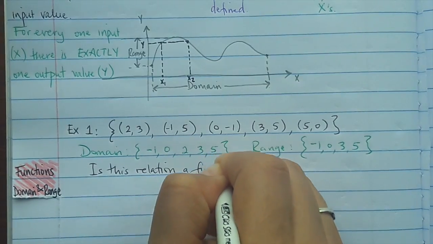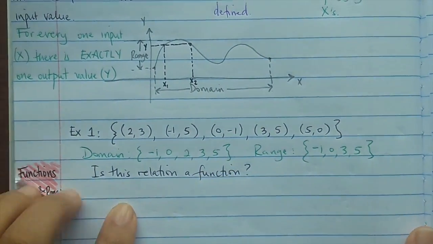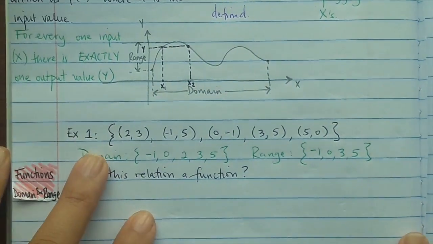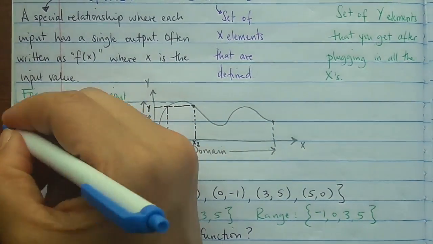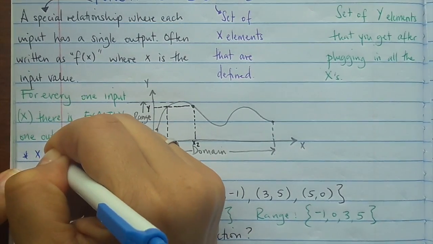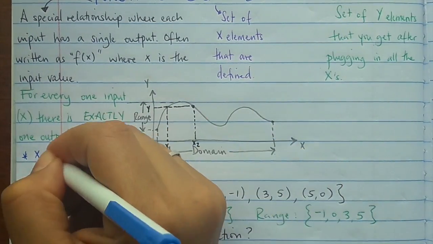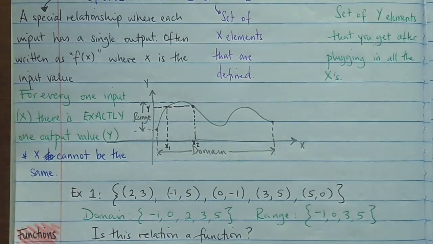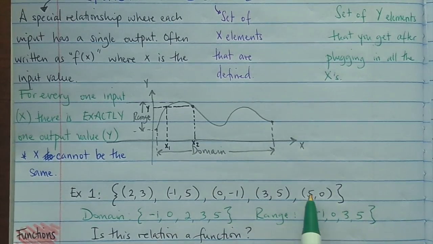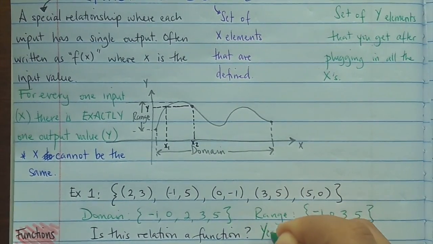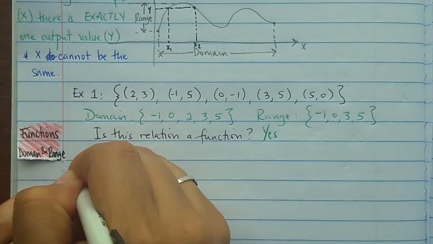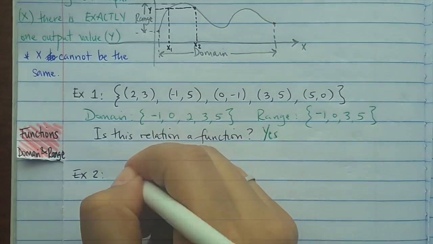Is this a function? Remember, for this to be a function, for every one input there has to be exactly one output of y. So I'm going to look to make sure that x does not repeat. Basically, x cannot be the same. Put a box around the x. I'm looking at all the x values. They do not repeat. They're not the same. Because they do not repeat, yes, it is a function, because for every one x there is one y.